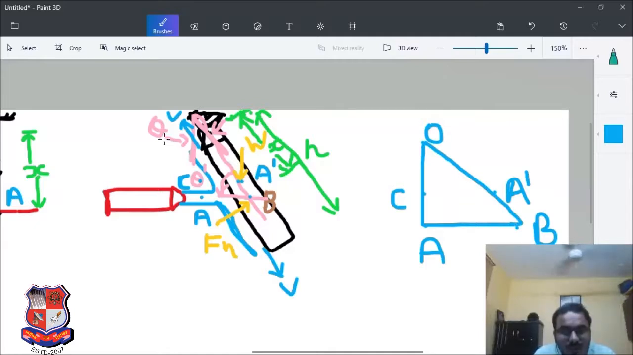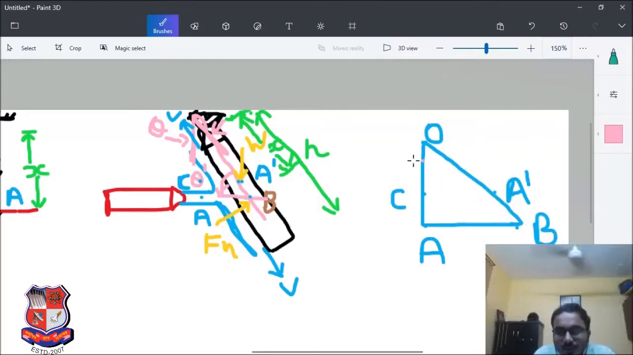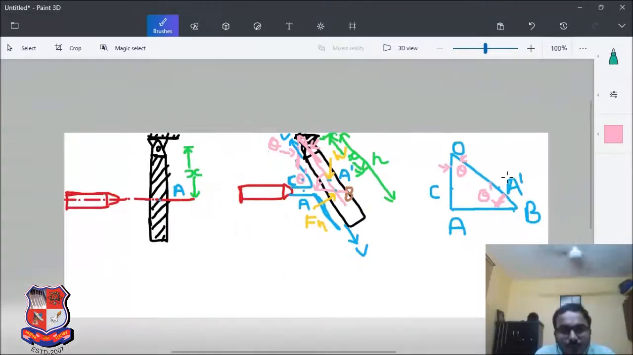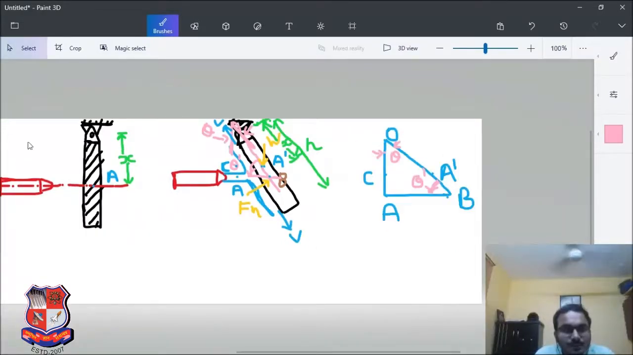So as mentioned here, this angle was theta, that is this angle is theta, and this angle is theta prime. Okay, so we are done with this figure, and we will take this into presentation.